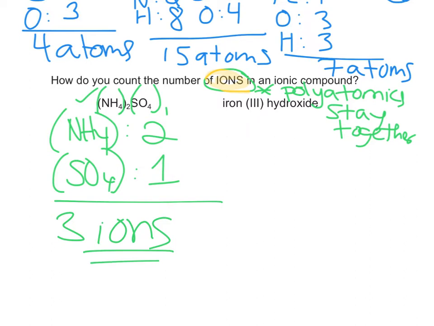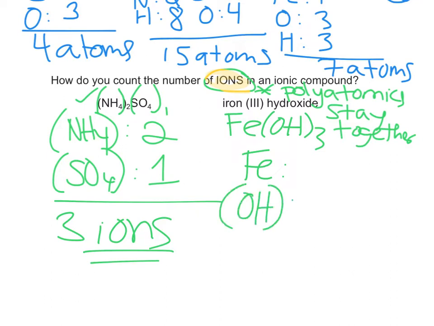Iron 3 hydroxide, we wrote this formula up above. So we're going to count ions. Iron is an ion, and hydroxide is a polyatomic ion. So we have 1 iron ion, and we have 3 hydroxide ions. And so we have a total of 4 ions.